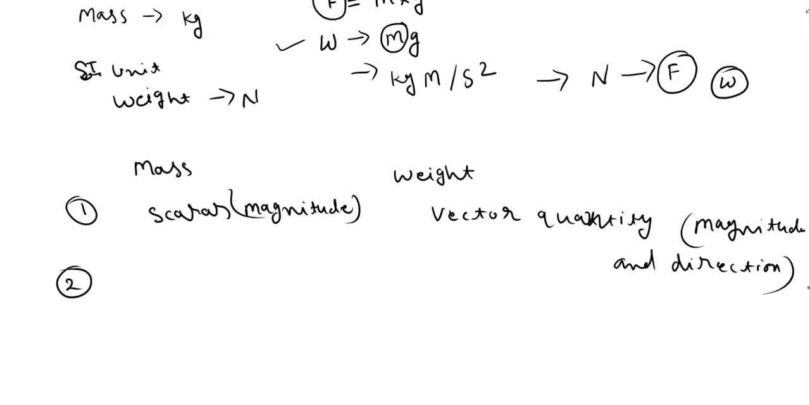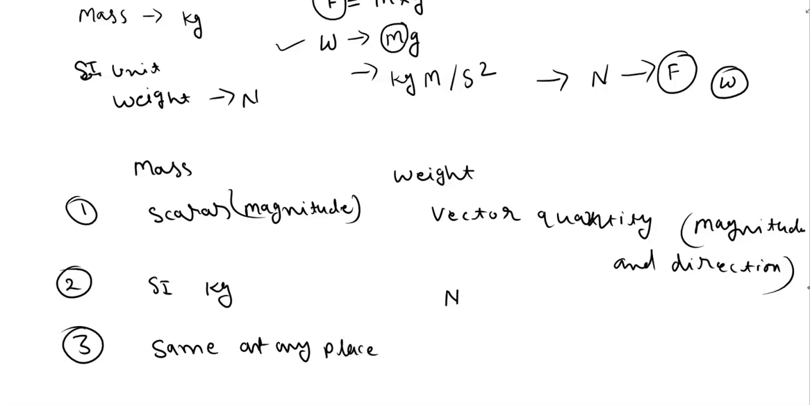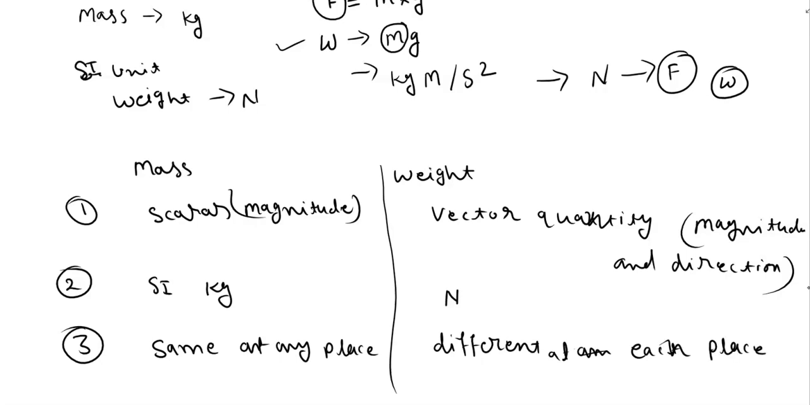Now the second point, SI unit. The SI unit of mass is kg. Here the SI unit of weight is Newton. Now the third point: mass will be the same at any place. But weight is different at each place, due to its gravity.